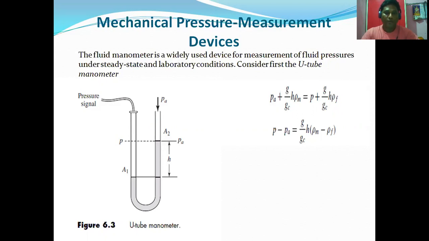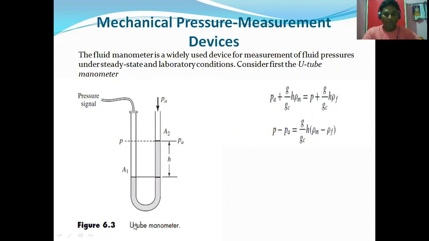The fluid manometer is a widely used device for measurement of fluid pressure under steady state and laboratory conditions. Consider the first, the U-tube manometer, given on the screen in figure 6.3.